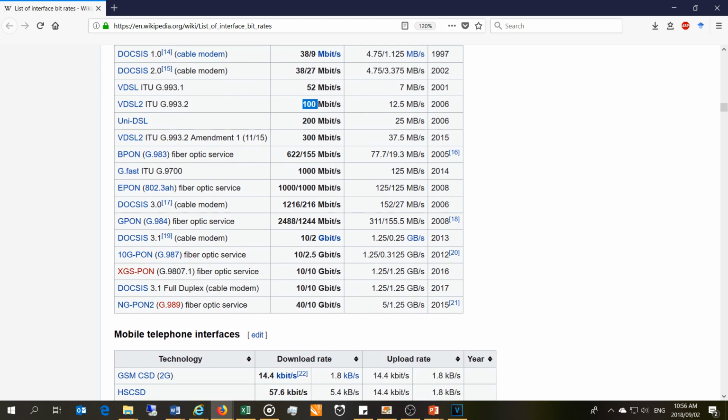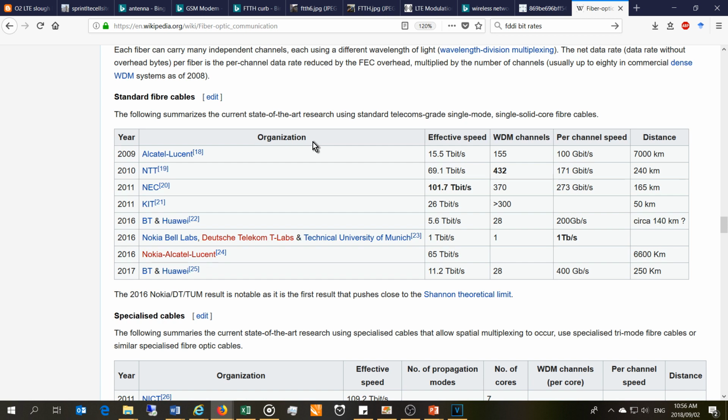And by the way, I don't know if you're interested, you can also have a look at the standard fiber cables and some of the manufacturers and how their effective speed has improved over the years. Now, just look at the Alcatel-Lucent. We were talking about 15.5 terabits per second, and that's the channel speed, and that's the distance. So you can see this is very good for underwater sea cabling. Look at that, 7,000 kilometers.